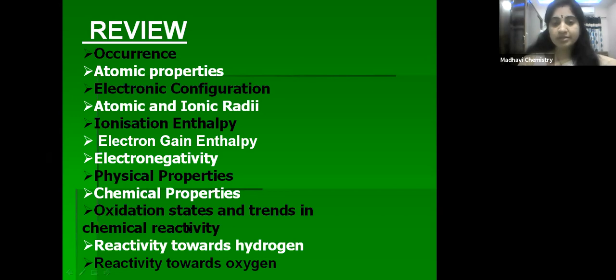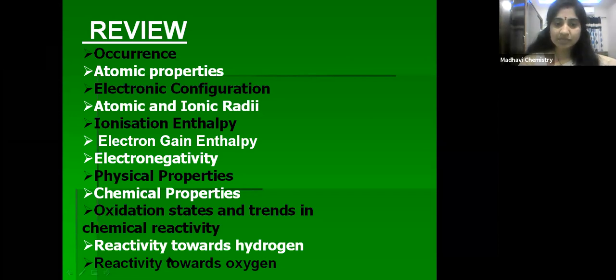So -1 is the general oxidation state, and along with -1, except fluorine, they can also show +1, +3, +5, and +7 oxidation states. Because except fluorine, all the remaining elements of this group 17 have d orbitals. So that's why they are able to show +1, +3, +5, and +7 oxidation states also.